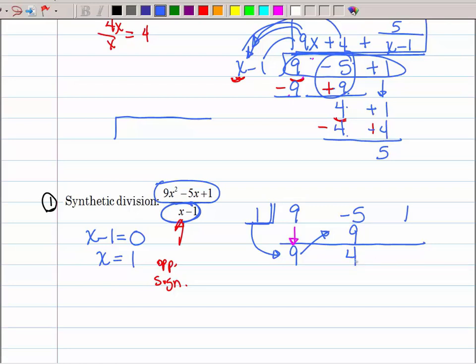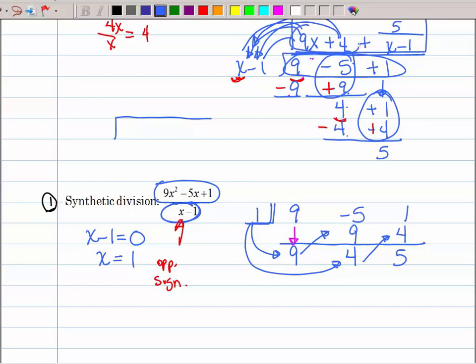Then I'm going to repeat the process just like I did up here. I had this 4 and I multiplied out there. I'm going to multiply this 1 times that 4. I'm going to put the answer here and I'm going to add those numbers just like that. And believe it or not, you've done synthetic division. The last step is to write your answer.